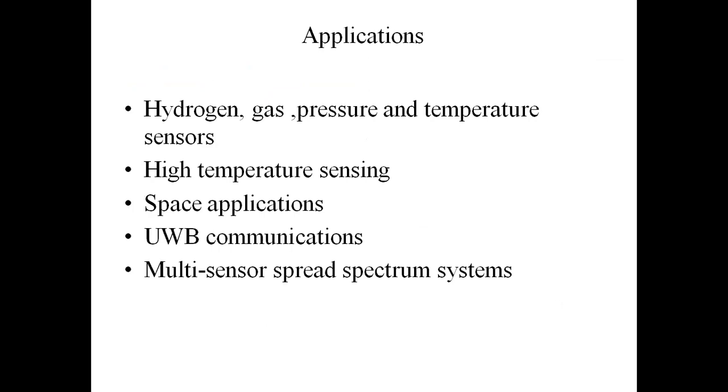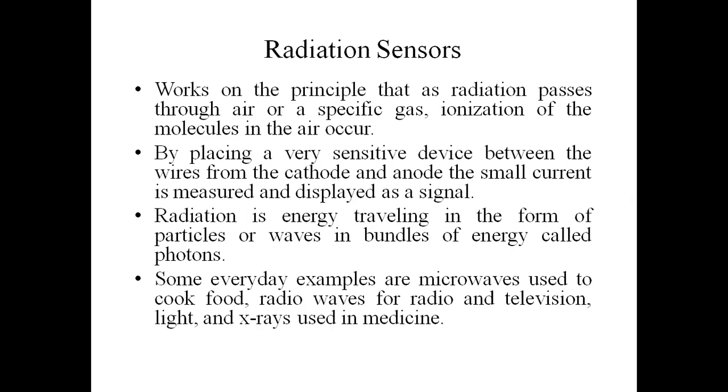When talking about applications: hydrogen, gas, pressure, and temperature sensing, high temperature sensing, space applications, ultra wideband communications, and multi-sensor spectrum systems. The next thing we need to see is radiation sensors. It works on the principle that as radiation passes through air or a specific gas, ionization of the molecules in the air occurs. By placing a very sensitive device between the wires from the cathode and anode, the small current is measured and displayed as a signal.